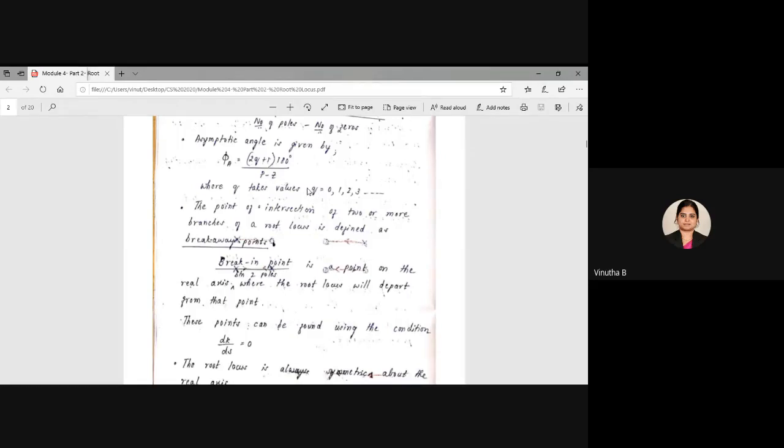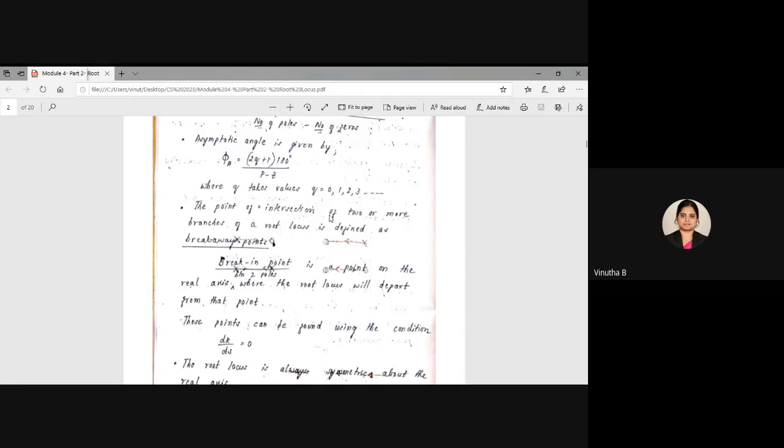And you know how many values you are supposed to take for q. This will be based upon the number of asymptotes present. If there are two asymptotes, then you have to take q values starting from 0, as 0 and 1. If there are three asymptotes, then you have to take the values of q as 0, 1 and 2. So that is how you decide the values of q.